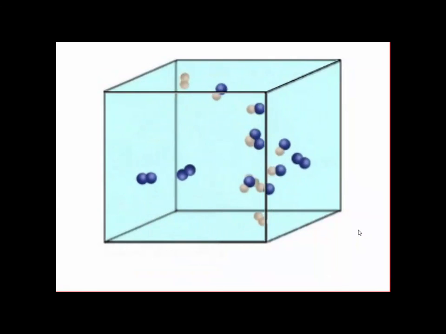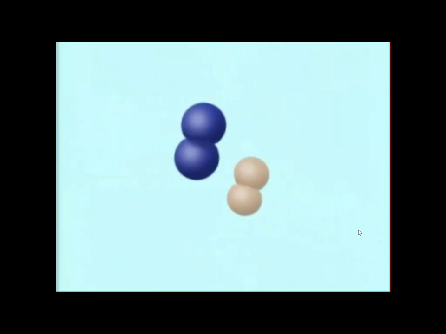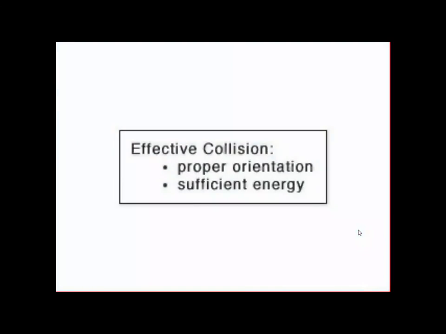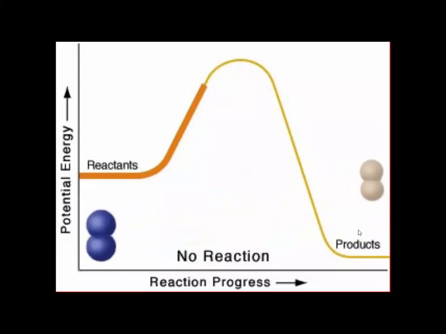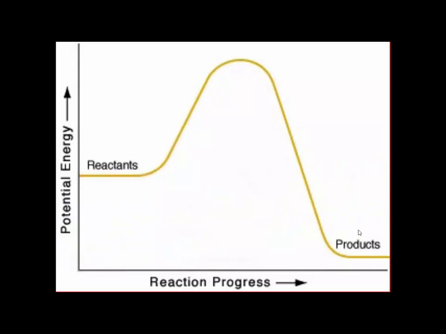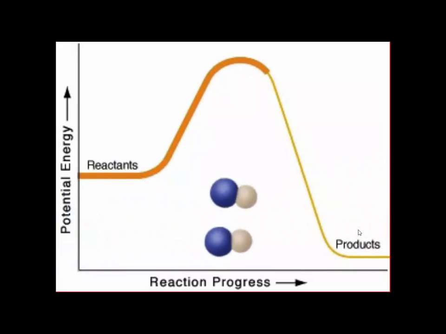However, not all collisions between A2 and B2 molecules are effective in forming products. In many collisions, the reactants don't collide in the right way. An effective collision is one in which molecules collide with proper orientation and with sufficient energy to break bonds. The minimum energy colliding molecules must have in order to react is called the activation energy. Collisions with less than the activation energy do not form products. Only those collisions with energies greater than the activation energy can rearrange to form the transition state and go on to become products.